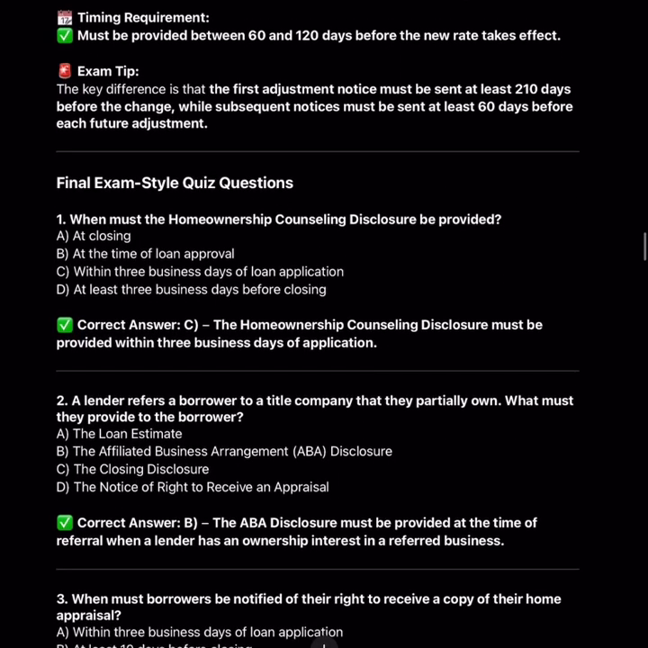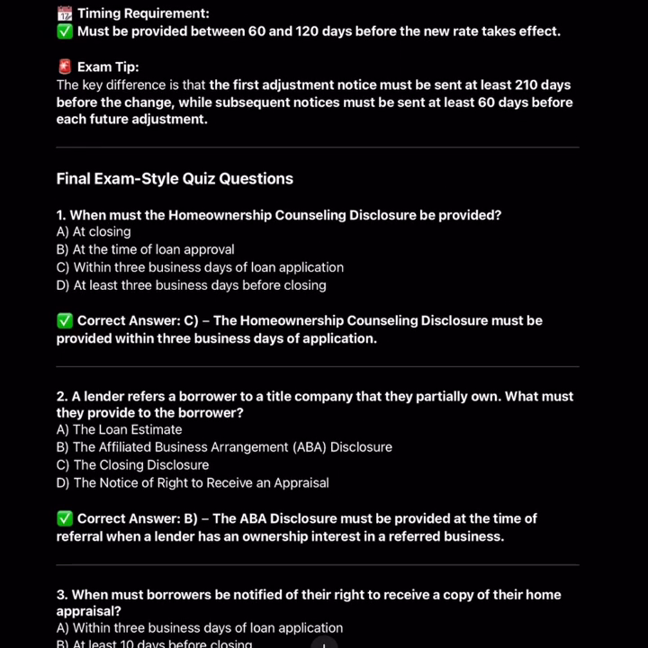5. The subsequent interest rate adjustment notice, TILA ARMs only. For ARMs, lenders must notify borrowers before each future rate adjustment. Timing requirement: must be provided between 60 and 120 days before the new rate takes effect. Exam tip. The key difference is that the first adjustment notice must be sent at least 210 days before the change, while subsequent notices must be sent at least 60 days before each future adjustment.